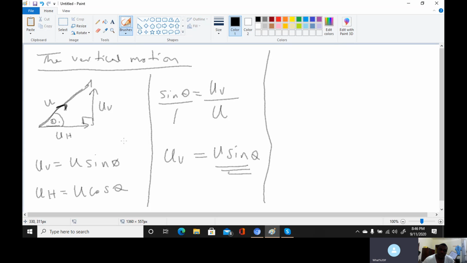Same concept: UH is adjacent to this angle theta, so the cos of that angle theta is adjacent, UH, over hypotenuse, U. Cross multiply, 1 times UH, UH equals U times cos theta, U cos theta. All right, so that's it.